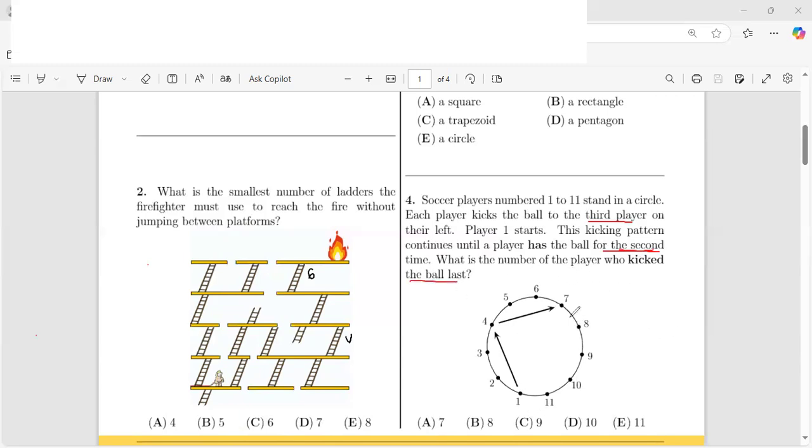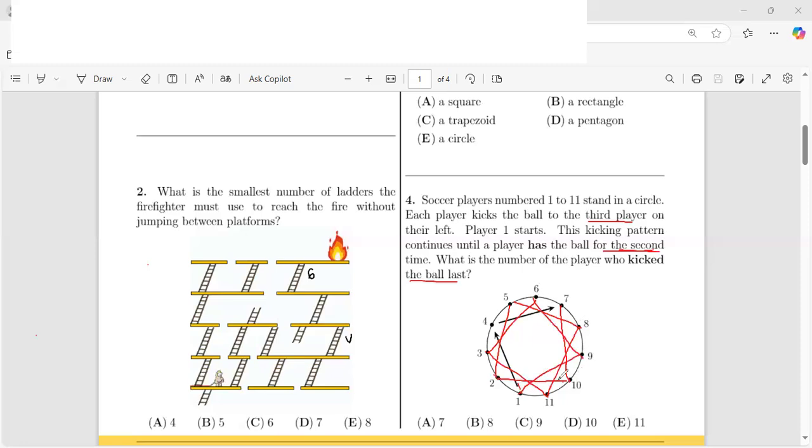So the game has already started. Basically, you have to skip count. From 7, you have to go to the third player. So 1, 2, 3. Then from 10, 1, 2, 3. Then 1, 2, 3. Then 1, 2, 3. Then 1, 2, 3. And then 1, 2, 3.